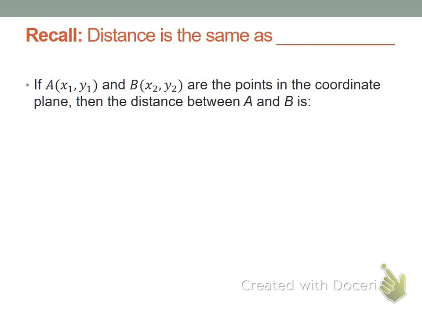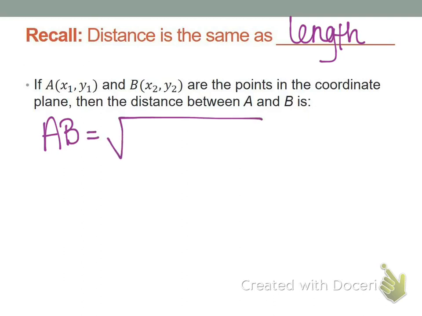Okay, remember that distance is the same as length. So when we were asked to find the length of the hypotenuse, that's the distance between the points. So if A and B are our points with those coordinates, x1, y1, x2, y2, the distance or length, AB, is equal to the square root of x2 minus x1 squared plus y2 minus y1 squared. Okay, this is the formula that we're going to use for distance and length.